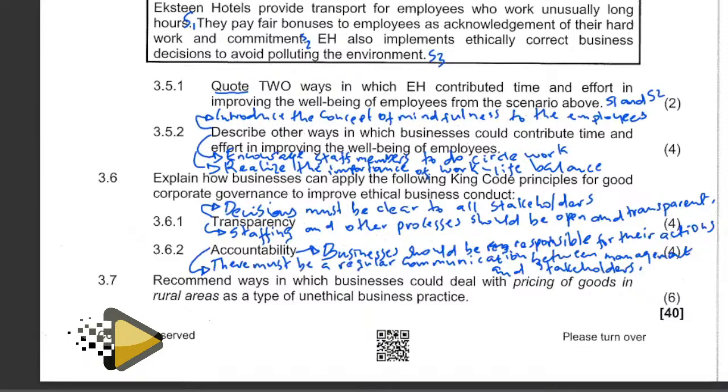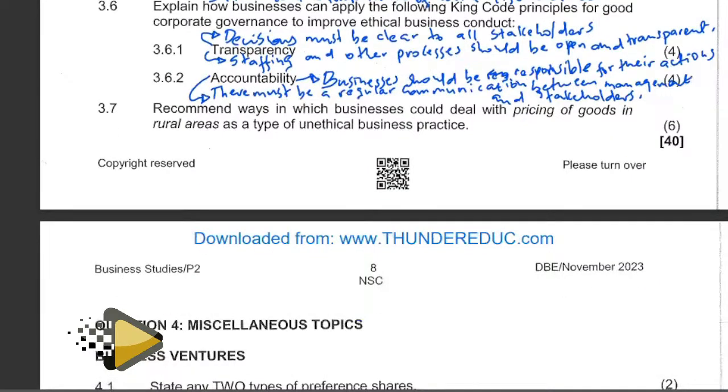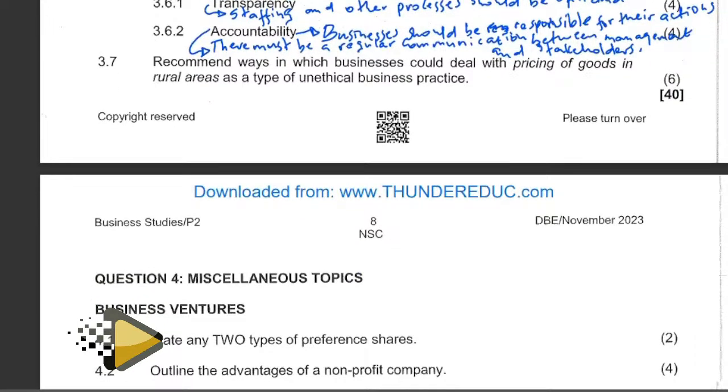Okay, right. So now moving on to the next question. Next question, we have 3.7, and 3.7 reads as follows. Recommend or suggest ways in which businesses could deal with pricing of goods in rural areas as a type of unethical business practices. So what I can actually tell you, Christoph, is that businesses in rural areas should always charge market-related prices for their goods and services, so as to avoid unethical business practices and to attract customers' loyalty. Also, they must work together with suppliers so as to share delivery costs to remote rural areas.